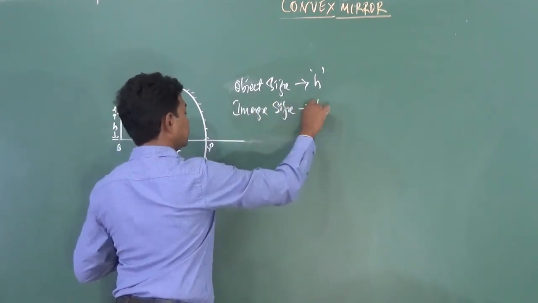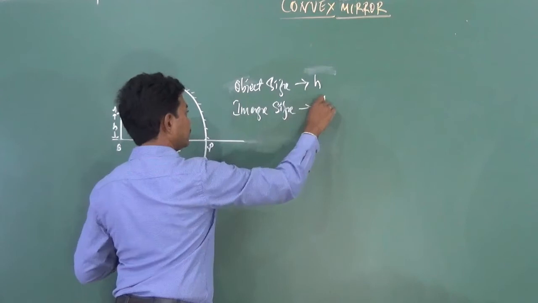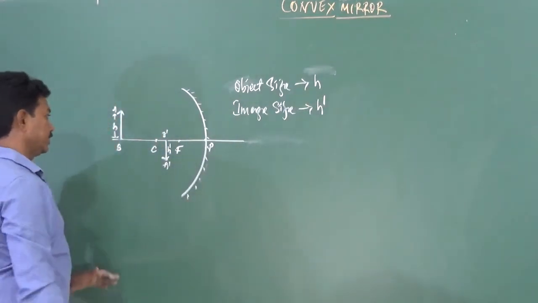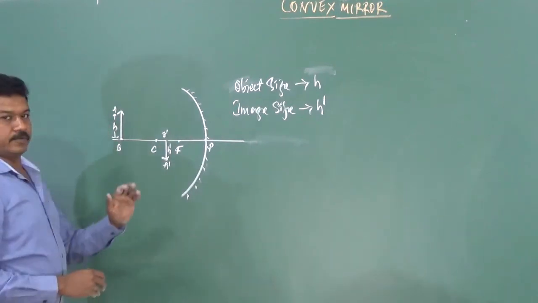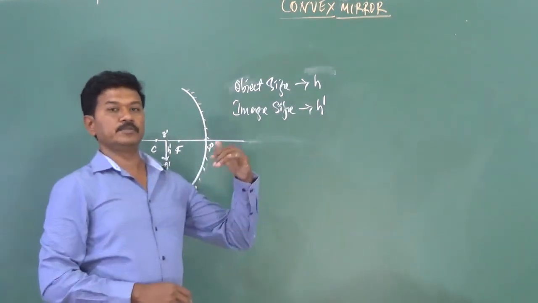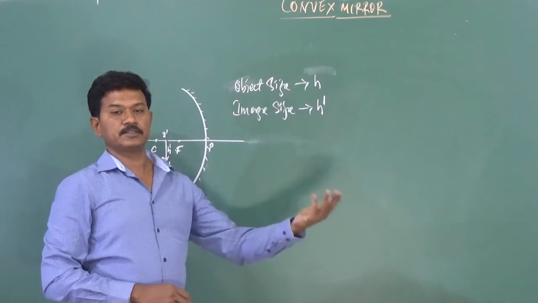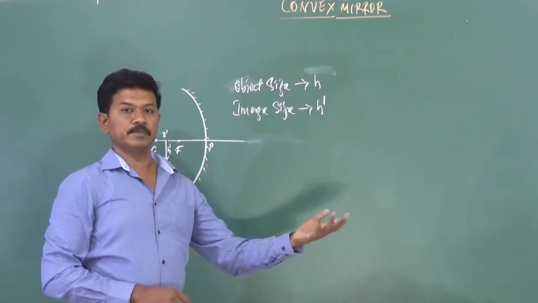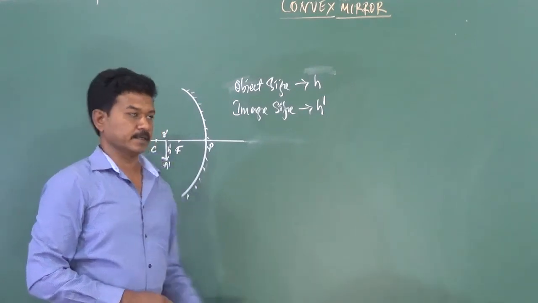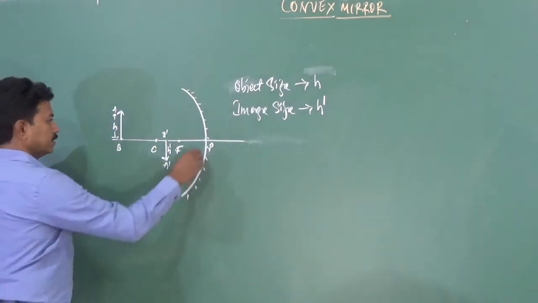Image size is taken as h dash, represented by the symbol h dash. Now, whatever we measure, whether we measure the distance of the object from the mirror or the distance of the image from the mirror, both are measured from the pole of the mirror, that is this point.